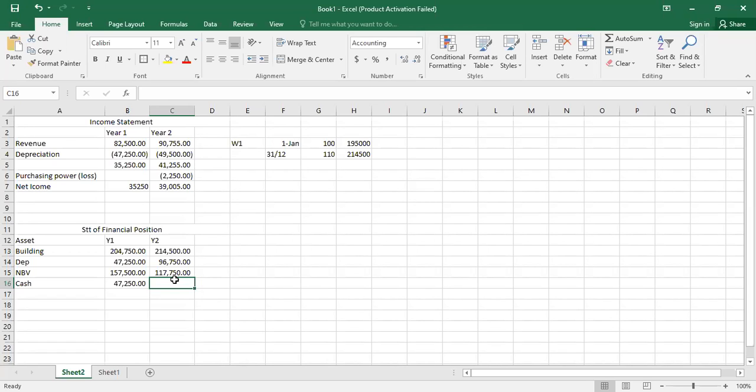And these are the generally accepted accounting principles. So as at the end of that duration, we are supposed to have 96,750, equivalent to the depreciation at the end of the year, because that will be the amount of depreciation retained to date or to 31st December of that particular year.